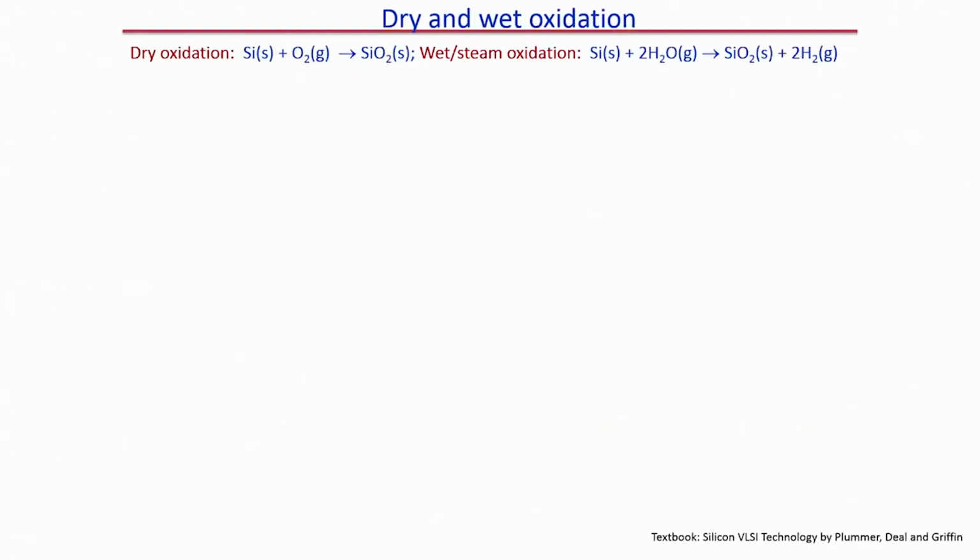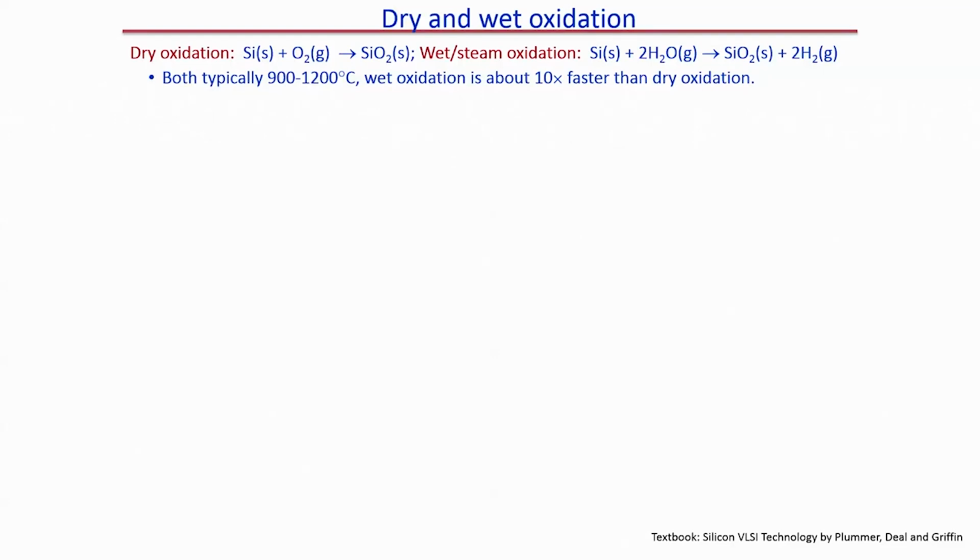Now, we have 2 types of oxidation. One is called dry oxidation. In dry oxidation, we are reacting silicon with oxygen to form silicon dioxide, while in wet oxidation we are using water, right, and reacting it with silicon to form silicon dioxide plus 2H2, which is a gas. So, this is nothing but water vapor, in gaseous form. Both dry oxidation as well as wet oxidation are carried out typically at 900 degree centigrade to 1200 degree centigrade.